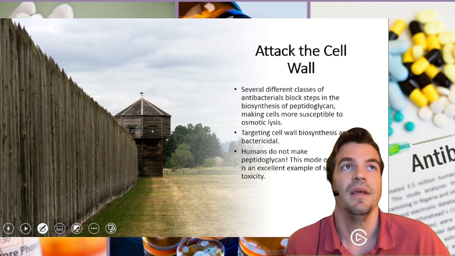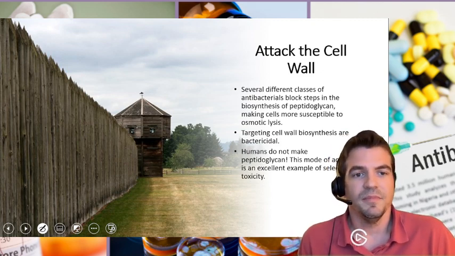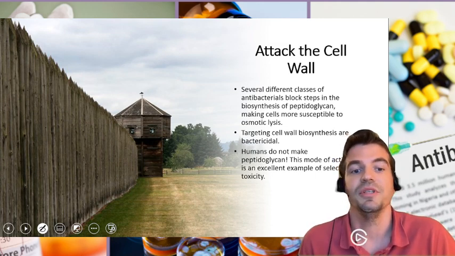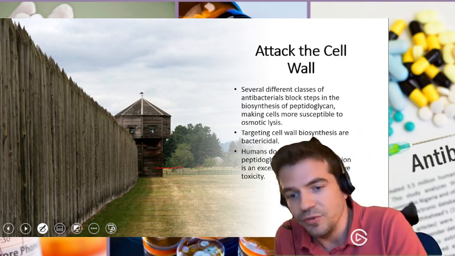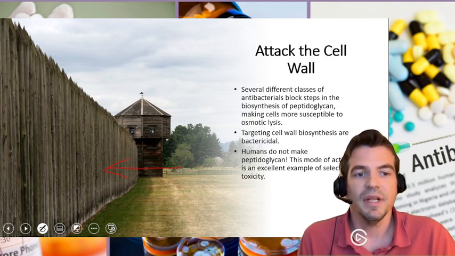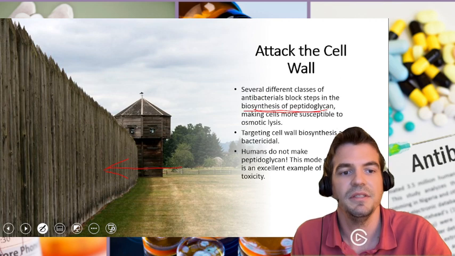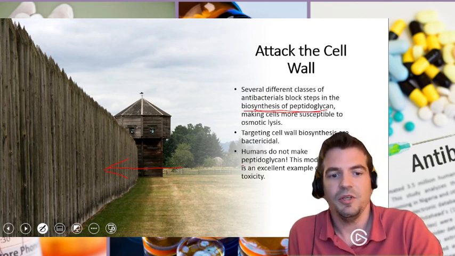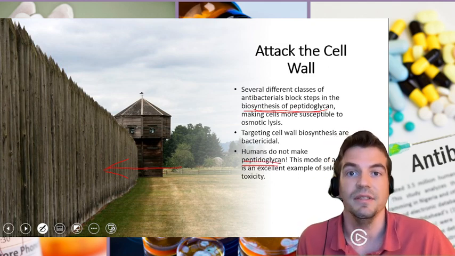Okay, and let's go over them a little bit more. If we want to attack the cell wall, we are going to use a beta-lactam or a penicillin. Several different classes do this, and we are going to stop the synthesis of peptidoglycan. Remember, humans don't make peptidoglycan, so it's an excellent example of selective toxicity.